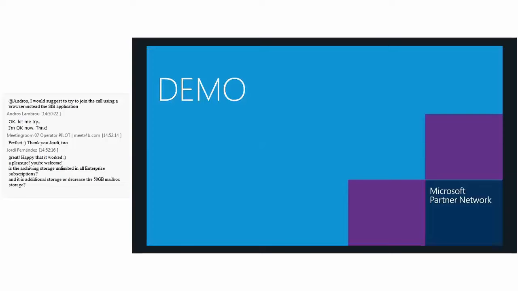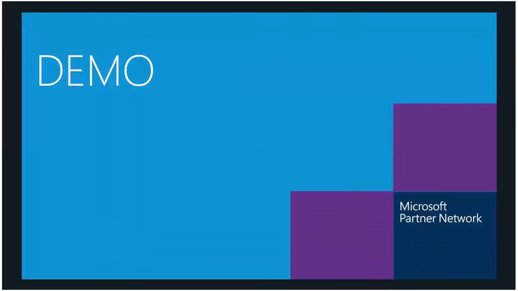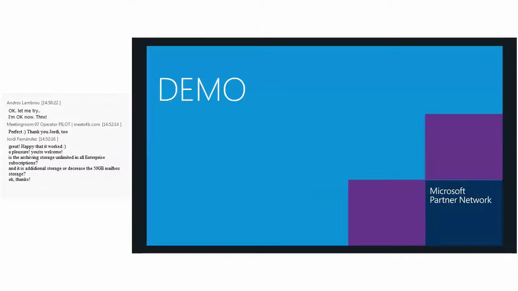Okay. Is it additional storage or a decrease of the 50 gig? Just to make sure, for Business, Education, and Enterprise E1, you have 50 gigabytes of archive. This doesn't have anything to do with the storage that you have for the mailbox. These are separate storages. Okay, you're welcome.